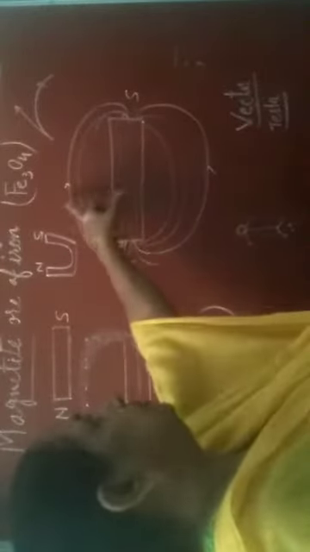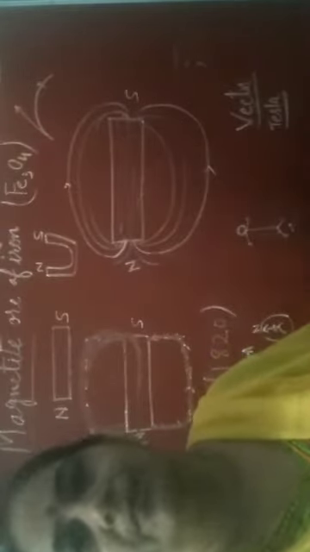Okay, so outside the bar magnet, you see these lines are curved lines. They are close and continuous curves. And these lines are not parallel. So there is a non-uniform magnetic field around the bar magnet. If the lines are parallel, then it is uniform. If magnetic field lines are not parallel, it is non-uniform.